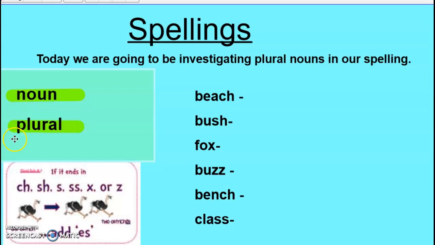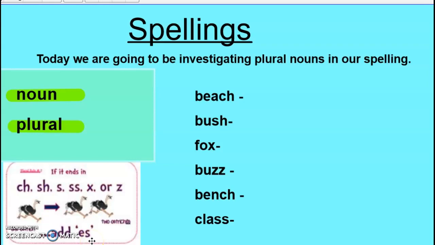The next word is plural. Now plural means more than one of something. So the rule we're going to be looking at today is any nouns that end in the letters CH, SH, S, SS, X or Z. Any nouns that end in those letters, to turn them into a plural, we need to add on a suffix, which goes at the end of the word. We need to add on that suffix ES.